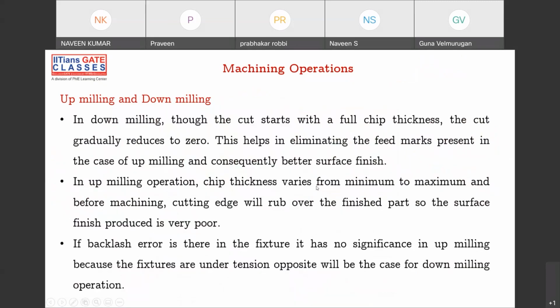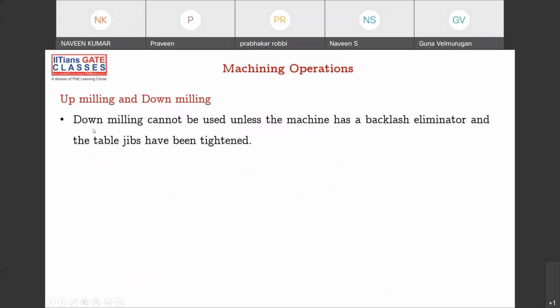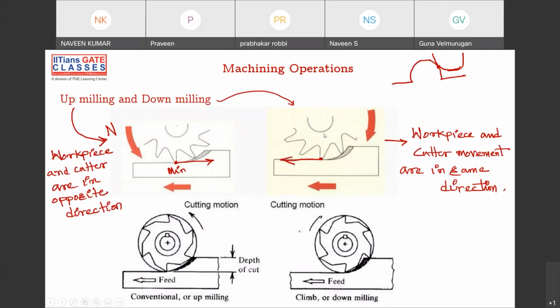Fine. Let's proceed. Down milling cannot be used unless the machine has a backlash eliminator and table jigs have been tightened. So you have to check for backlash, and only then start machining. Okay.